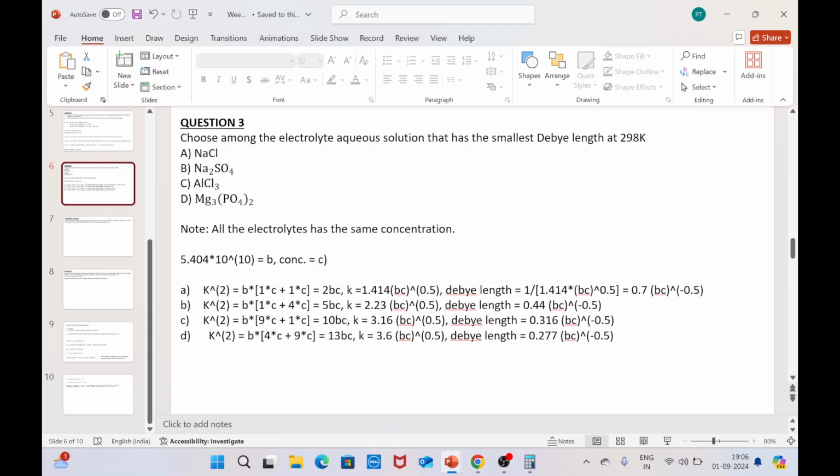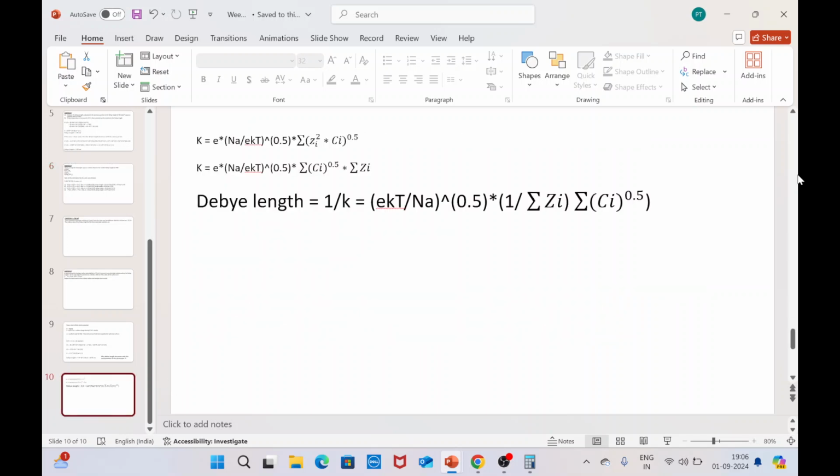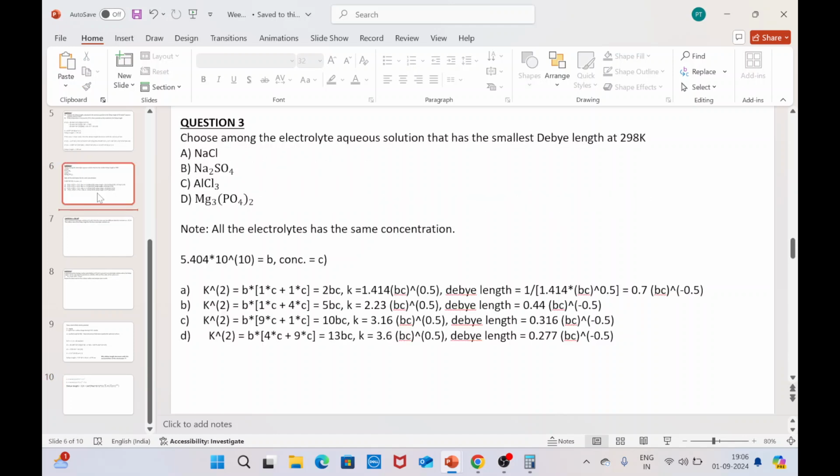So that electrolyte has the highest Zi value. Since it has the highest valency, the Debye length is going to be the least. So instead of doing this process, you can just use this equation and minimize the entire effort. If there are any doubts, let me know. But the concept is this: higher the valency, the thinner will be the double layer, because the charge compensation at the surface is going to happen sooner.